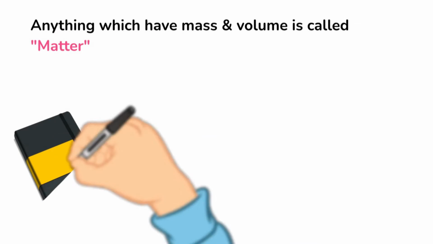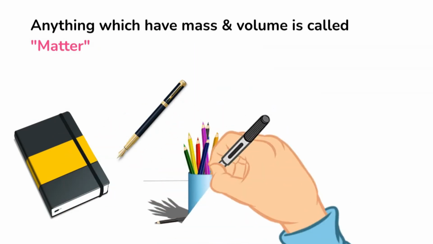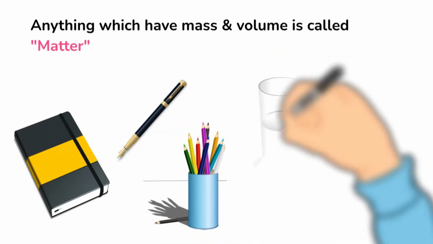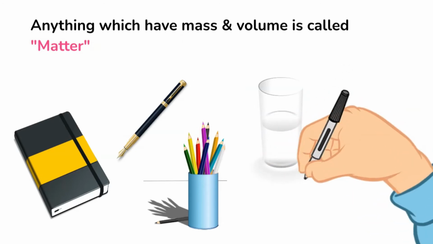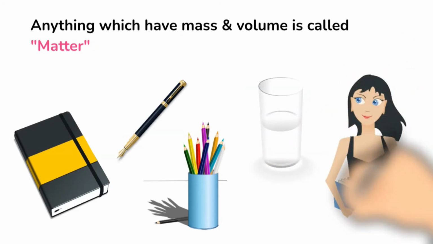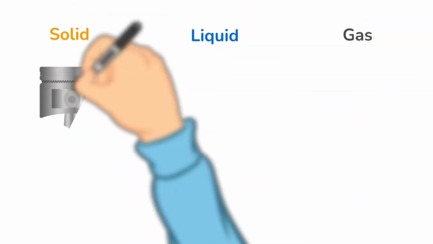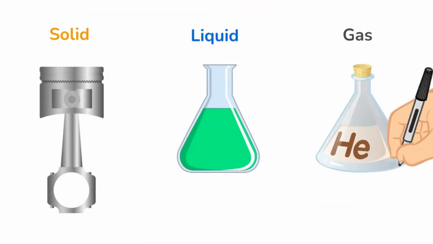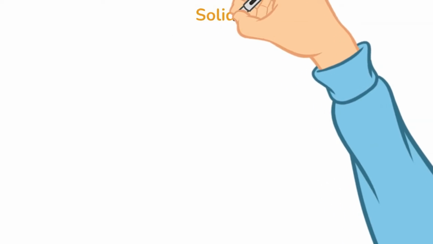Anything which has mass and volume is called matter. Everything around us, book, pen, pencil, water, air, and all living beings are composed of matter. Matter can exist in three states: solid, liquid, gas. Let us understand all states of matter at the molecular level.